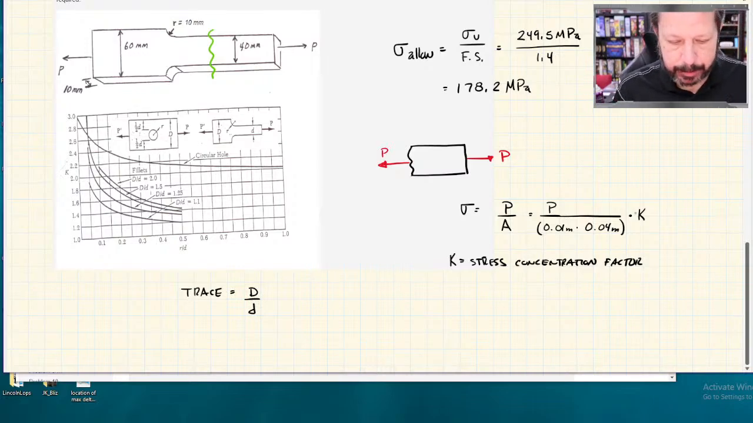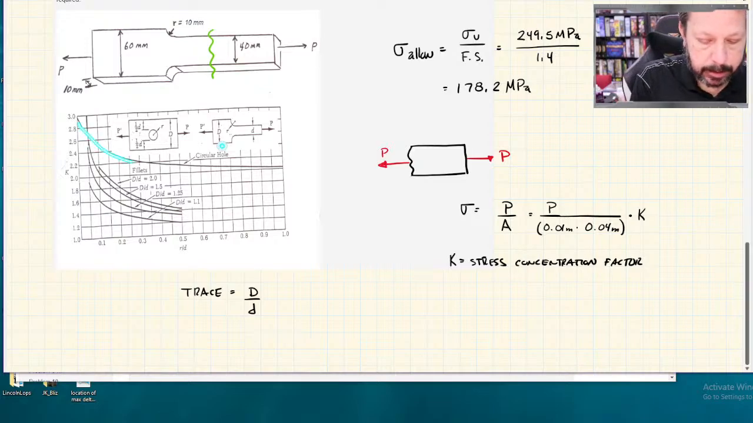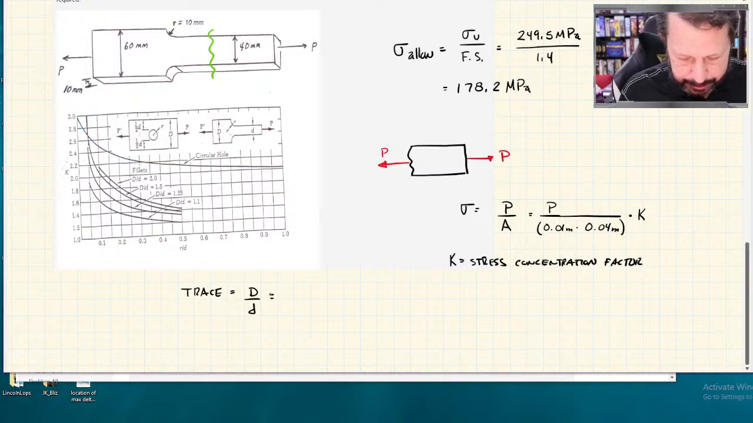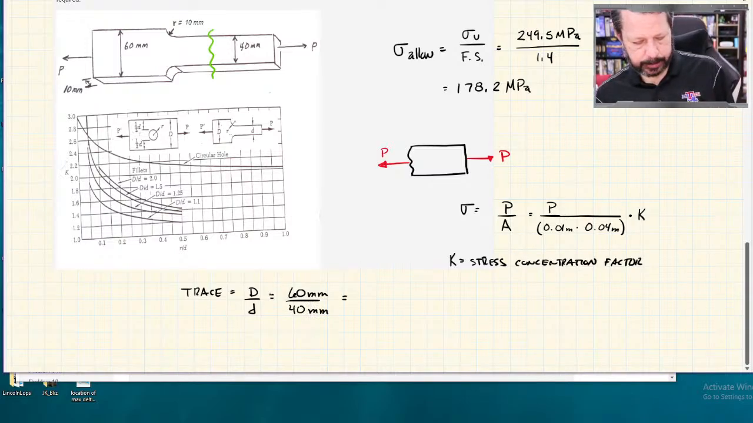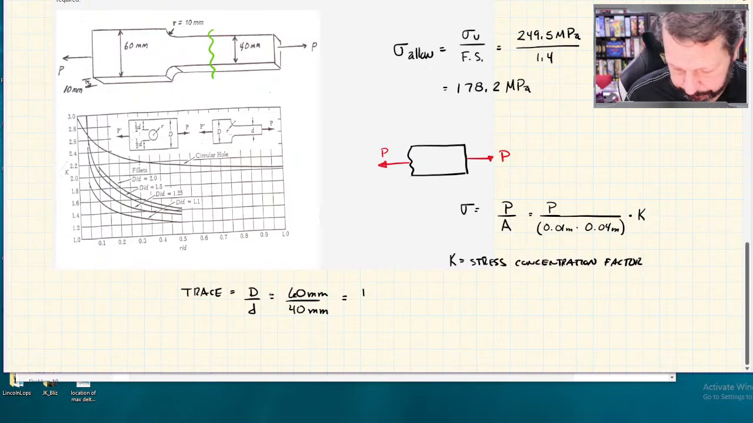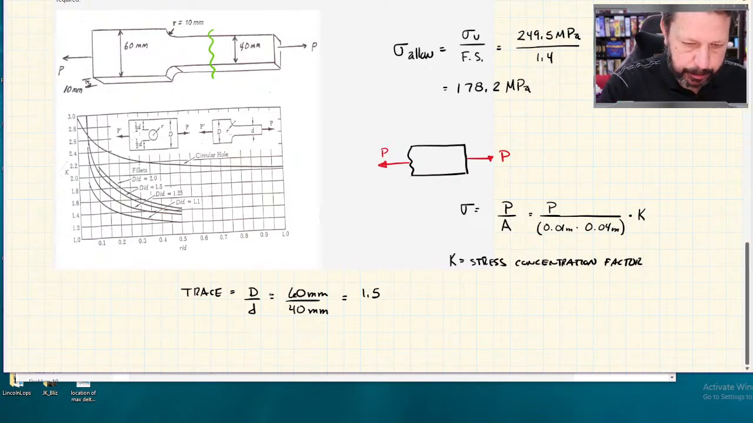And then I have to look at my picture. I've got one that looks like this. This same chart works with a plate with a hole in the middle of it. It just gets its own line, a circular hole line. So for me, uppercase D looks like it's labeled to be 60 millimeters. Lowercase d for me is 40 millimeters. So 60 divided by 40 is 1.5.